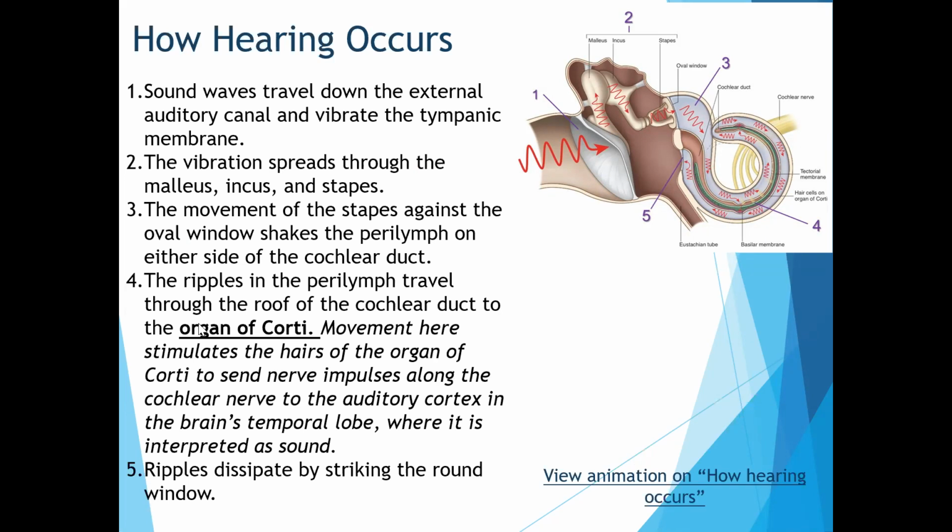So the organ of Corti is our final stop prior to traveling to the brain. So eventually we hit the round window, and that's when our ripples dissipate. So the oval window is where our stapes connects to. The round window is the end of the line.